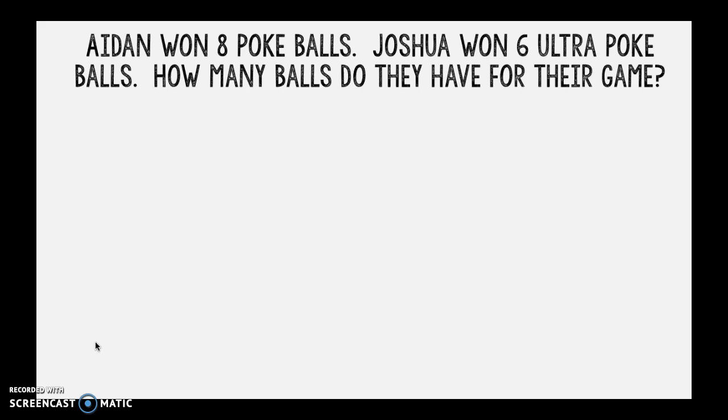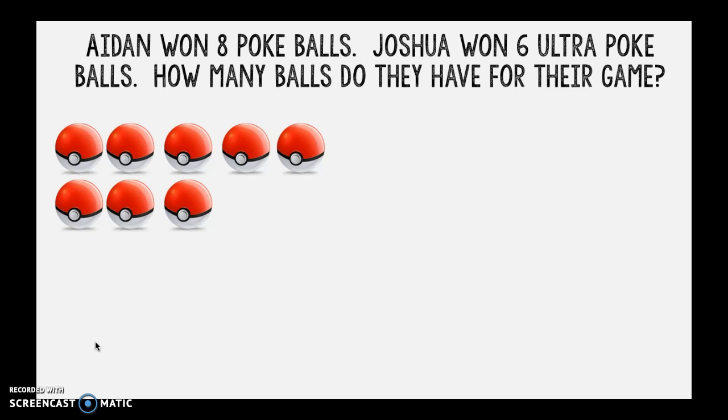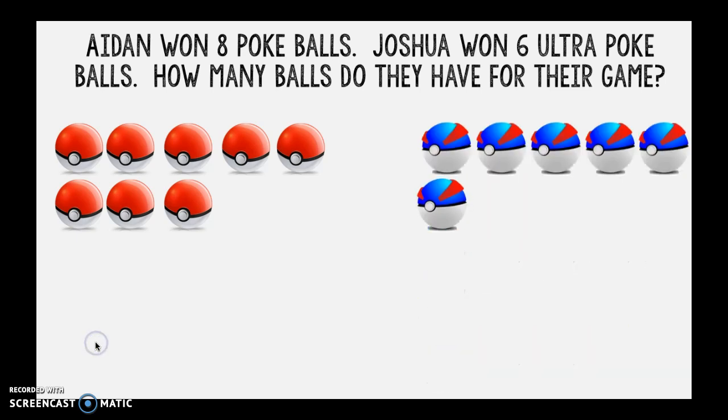All right, here we go. I'm going to have you go ahead and show your thinking. Press pause until you've drawn your pictures and then press play when you're ready. Aiden won 8 Pokeballs. Go ahead and draw that. Okay. Joshua won 6 Ultra Pokeballs. Go ahead and draw that. All right, now that you have your picture done, don't do anything else, but let's look to see what your picture looks like. I said Aiden won 8 Pokeballs, so there's my 8 Pokeballs, and Joshua won 6 Ultra Pokeballs. There they are. All right, perfect. Now it says, how many balls do they have for their game?